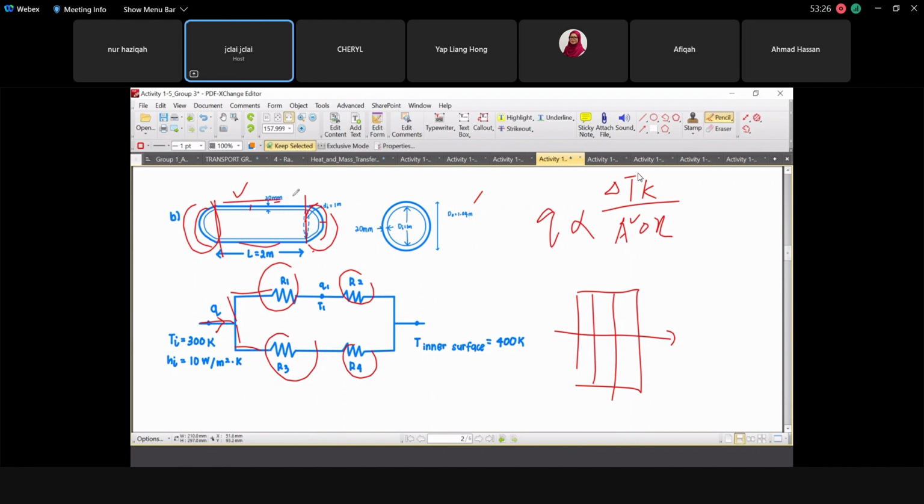Okay, but I haven't sorted out, like just now group 6, right? That they combine this, then only they come to another resistance, right? Another resistance which is convection, and they sum up the area. So group 6, Liang Hong, you have tried this circuit diagram, right? Yeah. But before this, if I'm not mistaken, I just combine all the area.